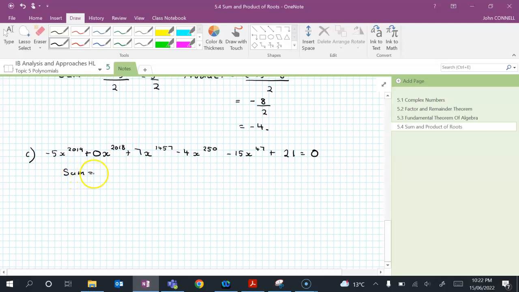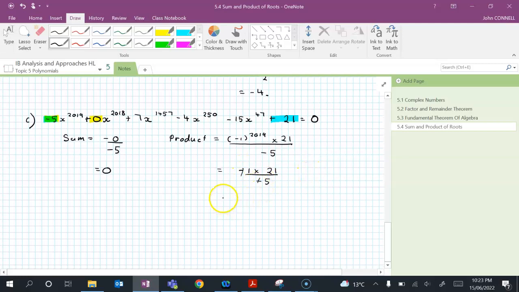So the sum, well, I use this coefficient and this coefficient, so it's minus 0 on minus 5, which is just 0, so the sum will be 0. The product, well, it'll be minus 1 to the power of 2019 times 21 over minus 5. Now, minus 1 to the power of 2019 will just be minus 1. It'll be over minus 5. The negatives will cancel and we'll be left with 21 on 5. Okay, and that concludes sum and product of roots.